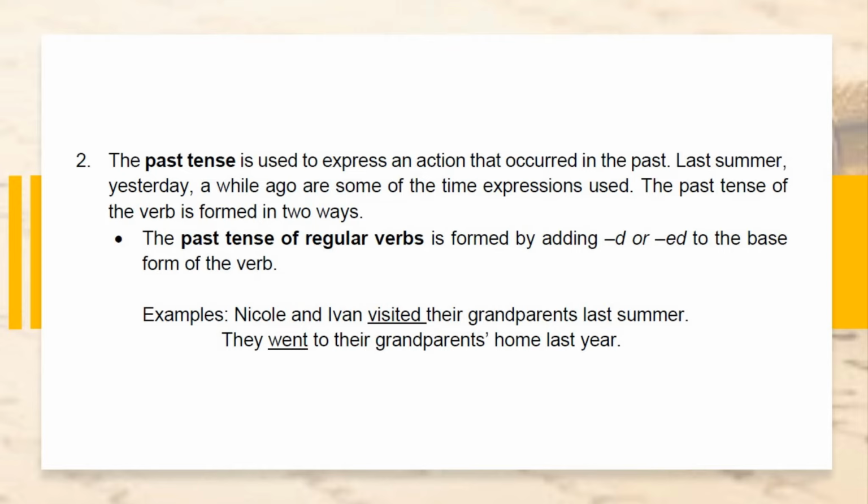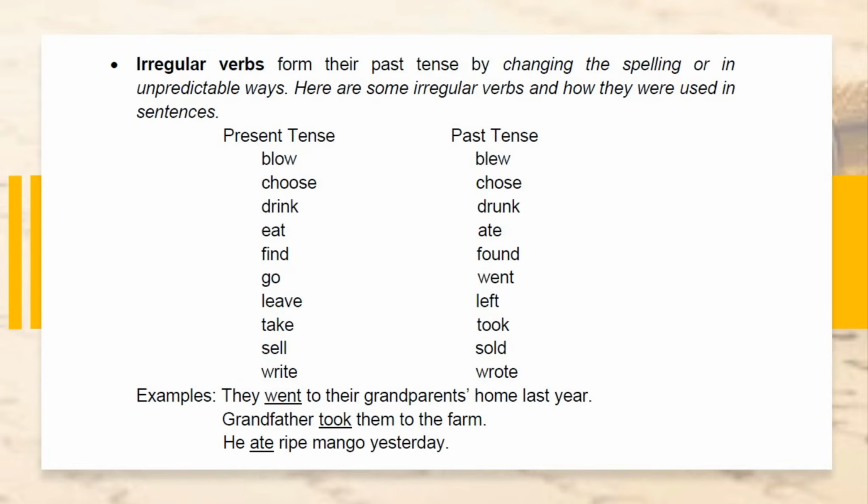2. The past tense is used to express an action that occurred in the past. Last summer, yesterday, a while ago are some of the time expressions used. The past tense of the verb is formed in 2 ways. The past tense of regular verbs is formed by adding d or ed to the base form of the verb. Examples: Nicole and Ivan visited their grandparents last summer. They went to their grandparents' home last year. Irregular verbs form their past tense by changing the spelling or in unpredictable ways.